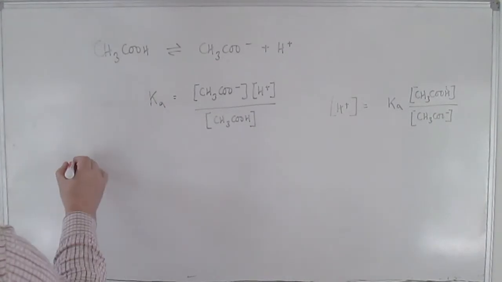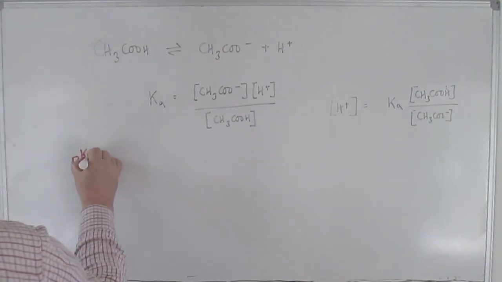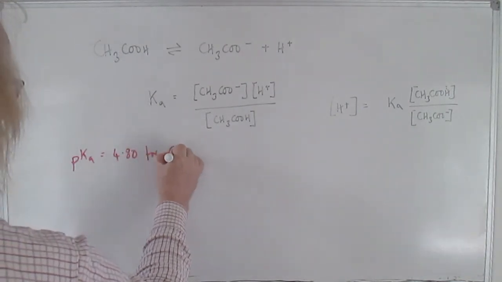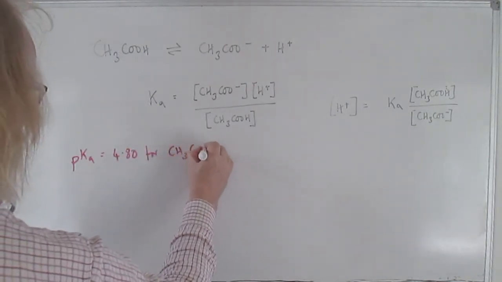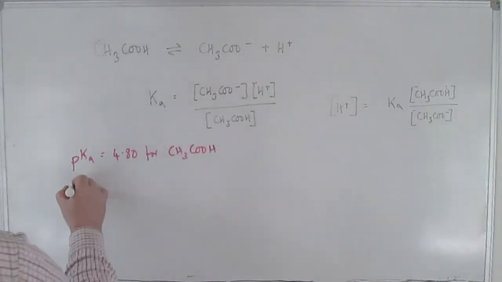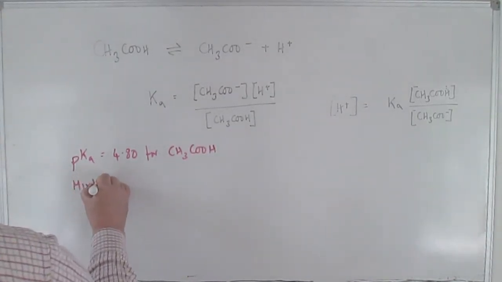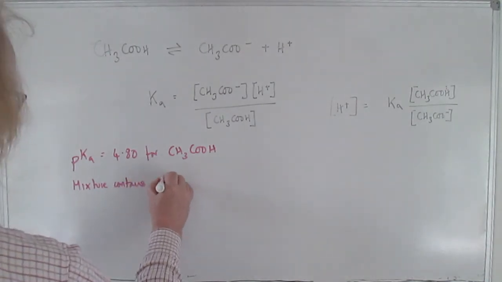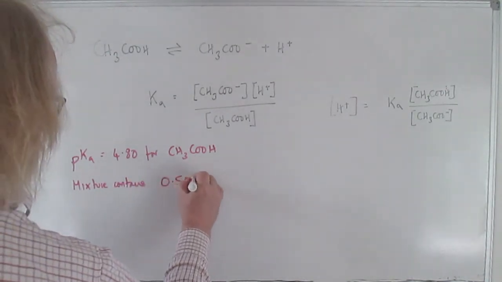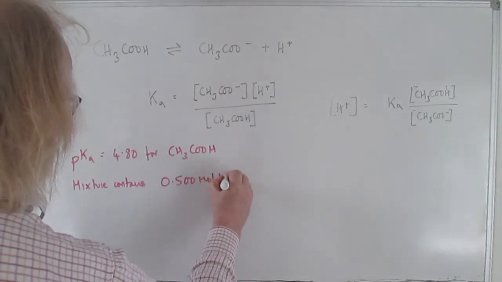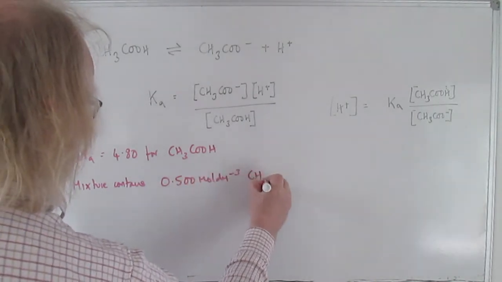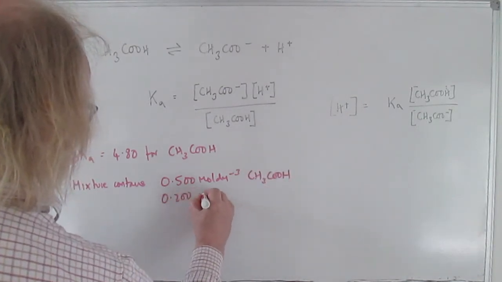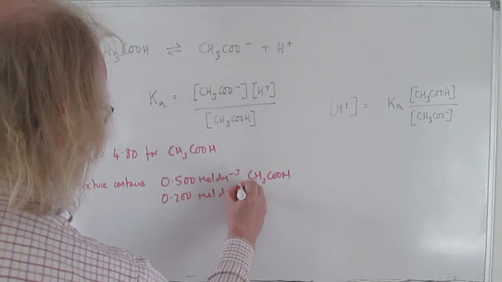So if we're given the information that pKa is 4.80 for ethanoic acid, and let's say we have a mixture that contains 0.5 mole per dm cubed ethanoic acid and 0.2 moles per dm cubed of sodium ethanoate.